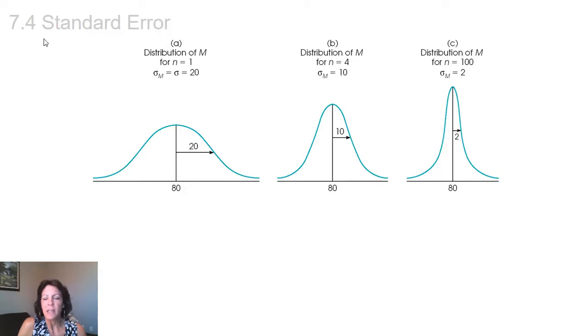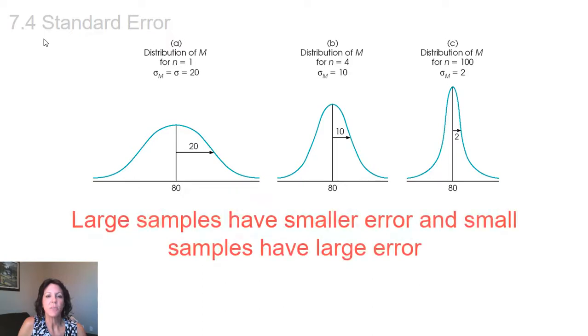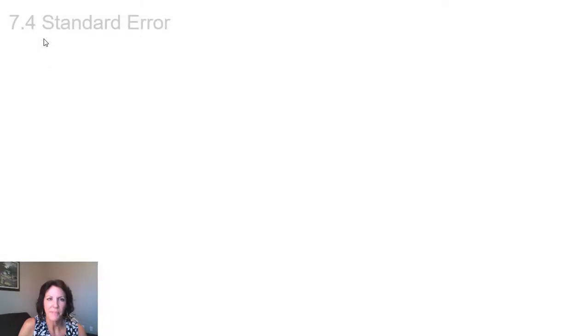And finally, in picture C, we show an n of 100. Oh my gosh, the standard error goes all the way down to 2. So what this illustrates is large samples have smaller error, and small samples have larger error. This is just something to drive home in your head. If I have a large sample, it means I have smaller error. And if I have a small sample, it means larger error.